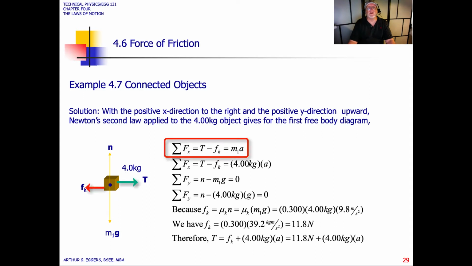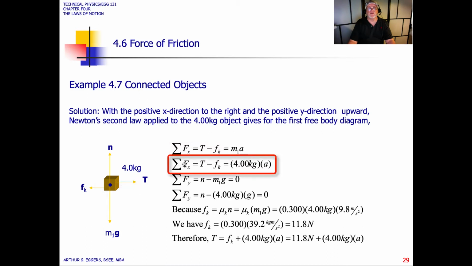With the positive x direction to the right and the positive y direction upward, Newton's second law applied to the 4 kilogram object gives, for the first free body diagram, so what we're going to do is look in the x direction. So the friction and the tension. Summing the forces in the x direction, we have the tension in the cable leading to the pulley minus the friction, which is between the surface and the box. Since the box is going to be moving, we are going to let that equal mass times acceleration. And the mass, m1 here, is actually of the box.